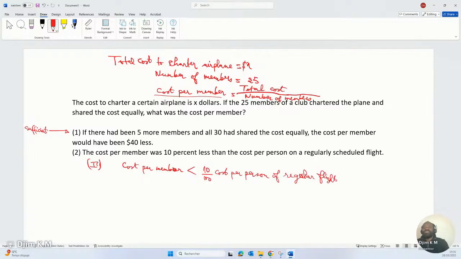But we don't know the cost per person per regular flight. And also, we still do not know the value of X here, X dollars. So I think it's not sufficient because we need to find the cost per member. At least if we had the cost per person on a regular flight, maybe we could have gotten the value of cost per member. Okay, but we don't have this. This is not known.